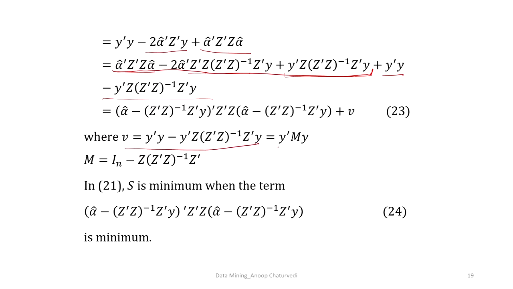Or you can also write it as y transpose m y, where m is equal to I_n minus z (z transpose z) inverse z transpose. If you consider this equation 23, then s is minimum when the first term is minimum, because this term v does not involve alpha hat. So, mainly we have to focus on the first term.